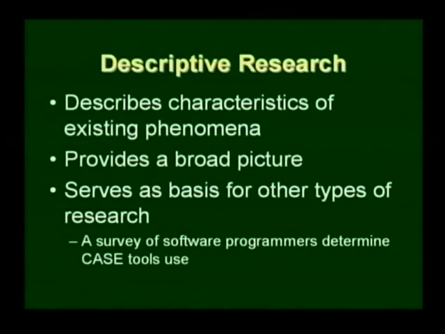Descriptive research describes characteristics of existing phenomena. It provides a broad picture of a situation, and usually it serves as a basis for other types of research. An example could be a survey of software programmers to determine computer-aided software engineering tools. So this type of research is called descriptive research, in which you do not conduct any experiment, and this type of research basically describes characteristics of an existing phenomenon and the variables that play an important role in that phenomenon.